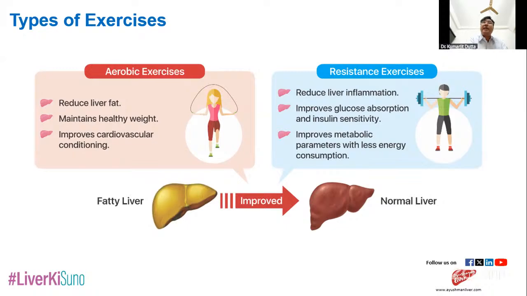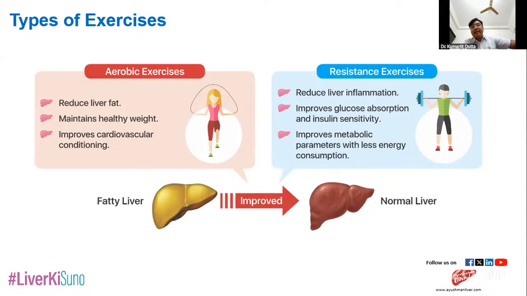So start with brisk walking 40 minutes per day, at least 5 days a week, and then go for resistance exercise. You can do it on alternate days. Resistance exercise reduces liver inflammation and improves insulin sensitivity. Fatty liver disease and diabetes go together. Actually, there is a pathology in insulin sensitivity, so an insulin sensitizer is important in the treatment protocol. Exercise also reduces the fat content as well as increases your insulin sensitivity and its function.